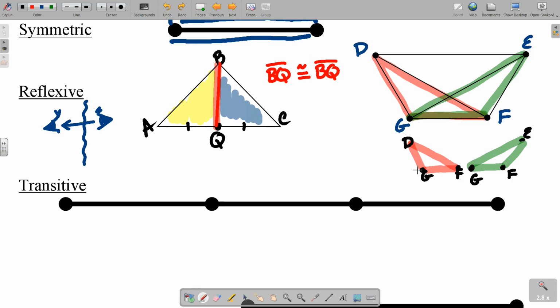Now, if you look carefully at these two triangles, there is a segment that is exactly shared by both of these shapes, and that is GF. GF in the original is overlapping and shared by both triangles. That is another example of the reflexive property. So we would write it like this. GF is congruent to GF. Reflexive, again, means it's shared by two shapes.